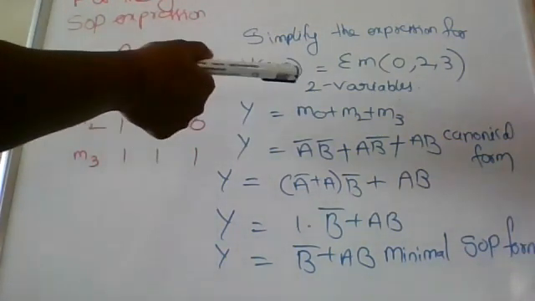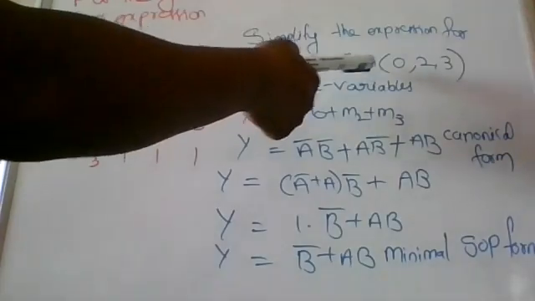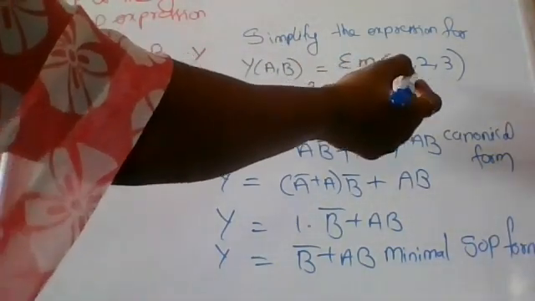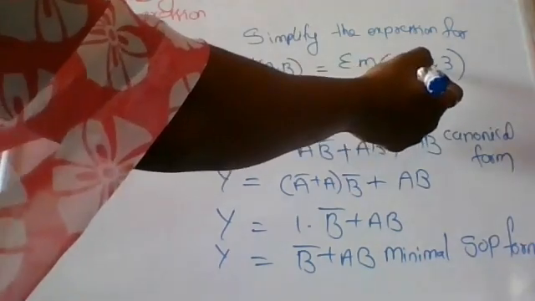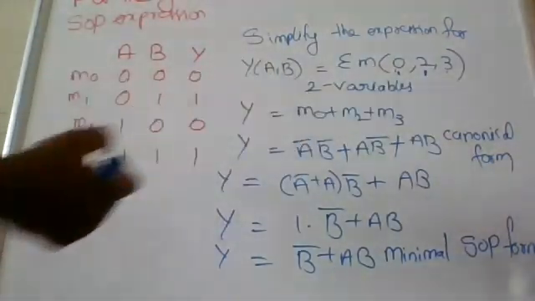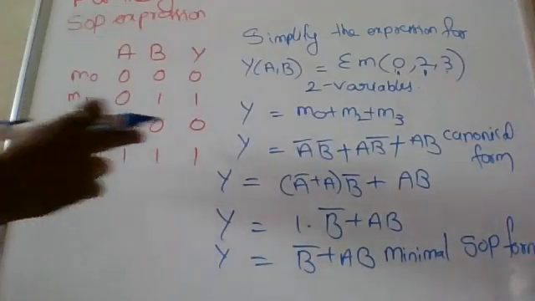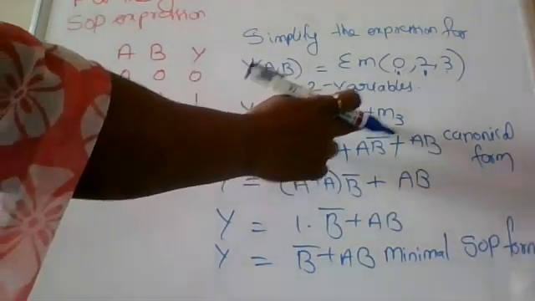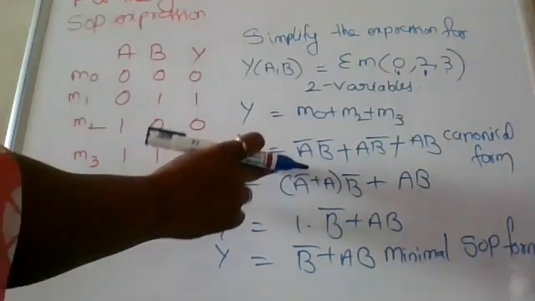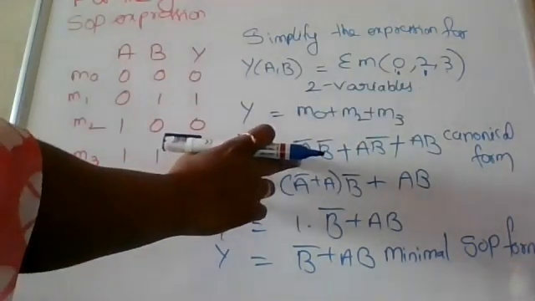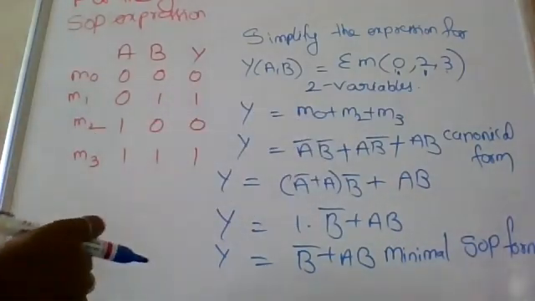Sometimes it is given like this: y of ab equal to summation m of 0, 2, 3. So this is the m0 minterm, this is the m2 minterm, this is the m3 minterm, and this is a two variable function. For two variables the truth table is like this. So y equal to m0 plus m2 plus m3. We can write m0 means a equal to 0 and b equal to 0, that means a bar b bar.